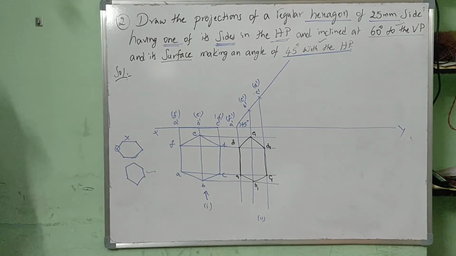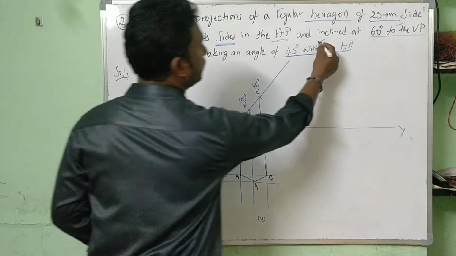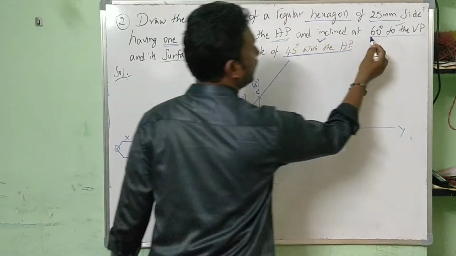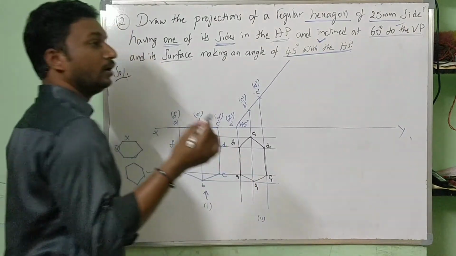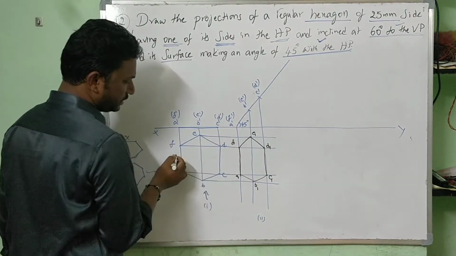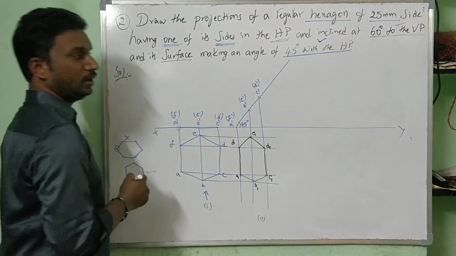I have drawn it a little bit small so that I can draw the last step easily. I hope you all understood. Simple one. Next step, we have done with this. Now having one of its sides in HP and inclined at 60 degrees to VP. Which side is on HP? Right here, as per this, our AF side. AF side is on HP.